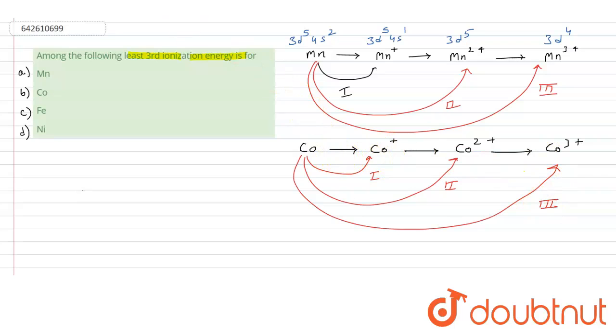From here you can see the electronic configuration of cobalt is 3d7 4s2. If I lose 1 electron, it becomes 3d7 4s1, and if I lose 2 electrons from cobalt, it becomes 3d7. We know this 3d7 configuration is not fully filled and not half filled, so it is more than half filled, and I can easily remove the electron. So it becomes 3d6.